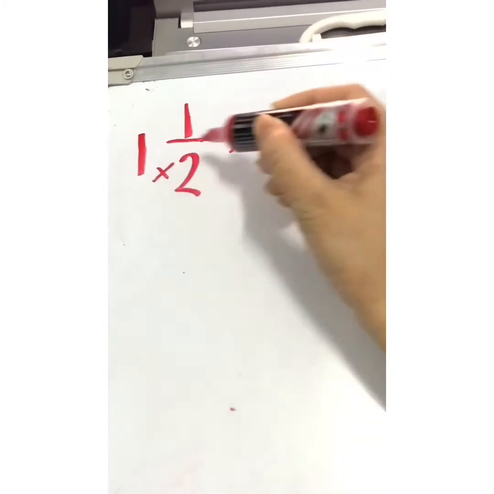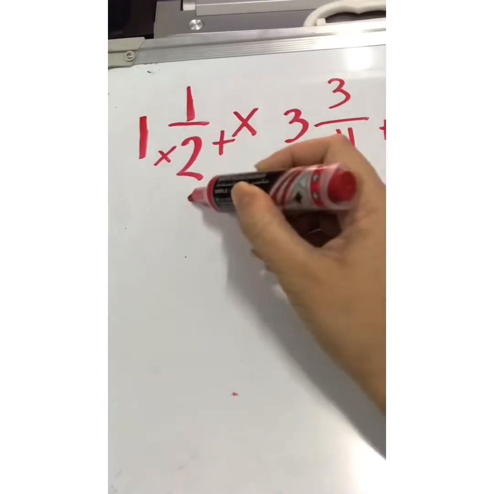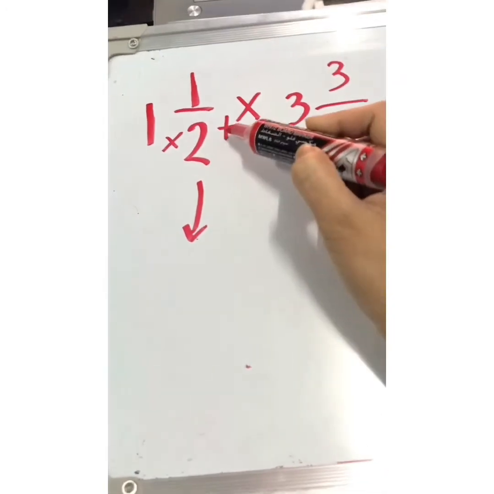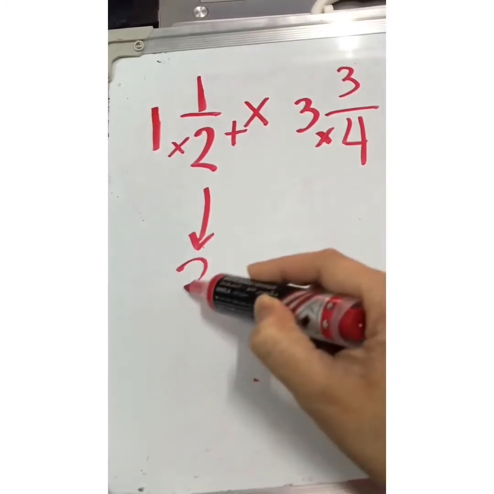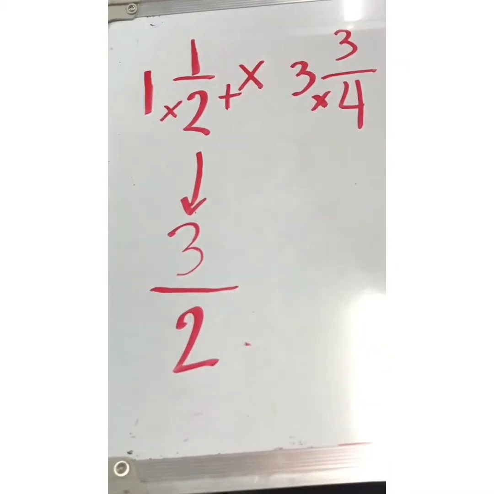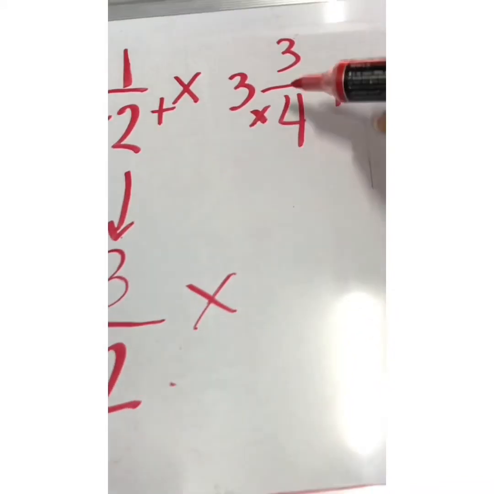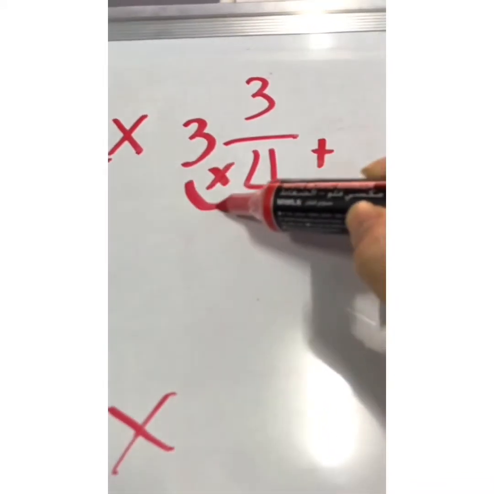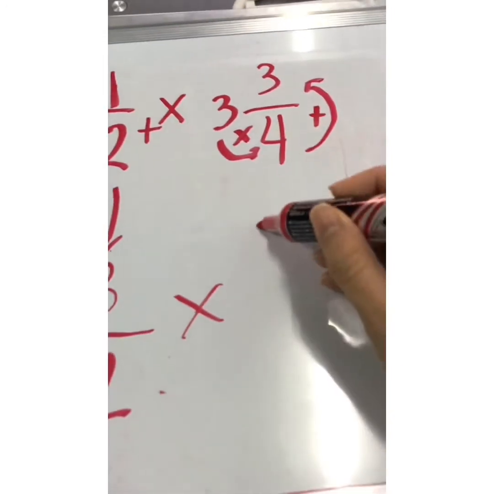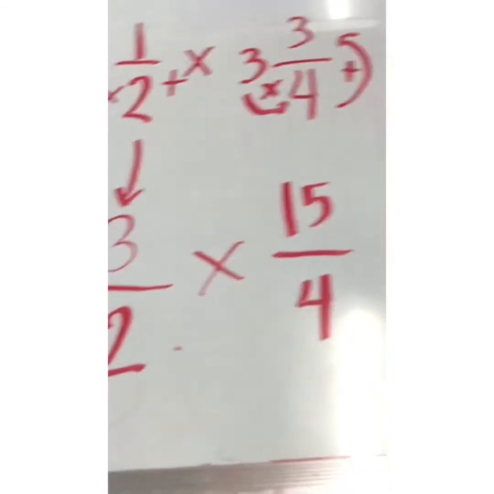As I said a while ago, the mixed number should be changed to improper. You put times and plus. Also here, times and plus. Okay, put an arrow. So 1 times 2, 2, plus 1, we got 3, over, copy the denominator, 2. Then the next one, the same step: 3 times 4, 12, plus 3, we got 15 over 4. Copy the denominator.